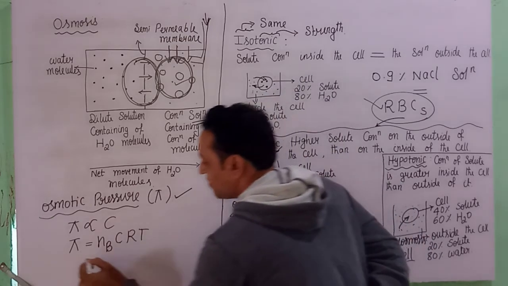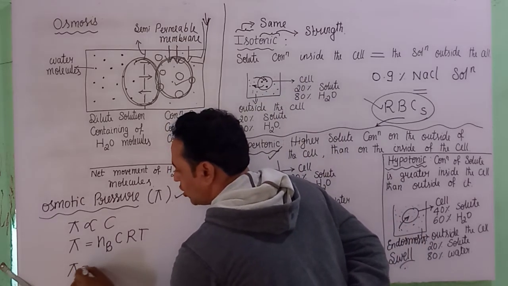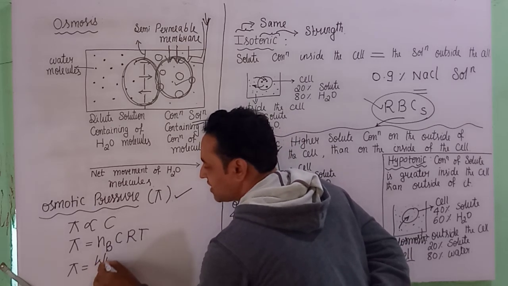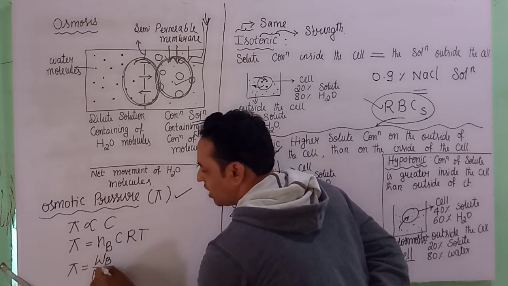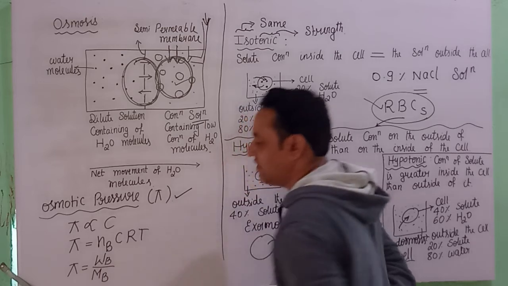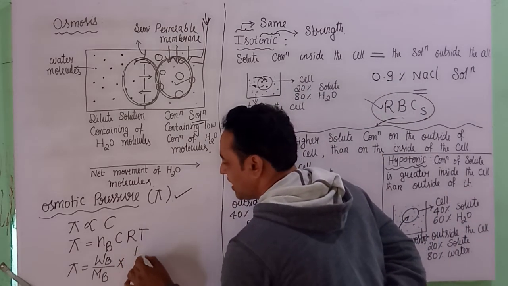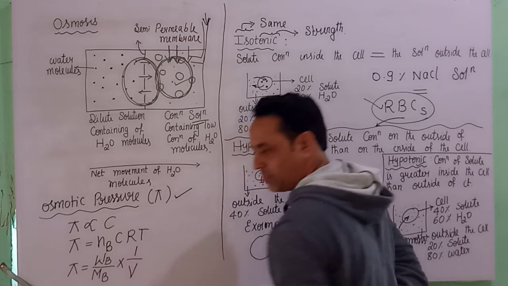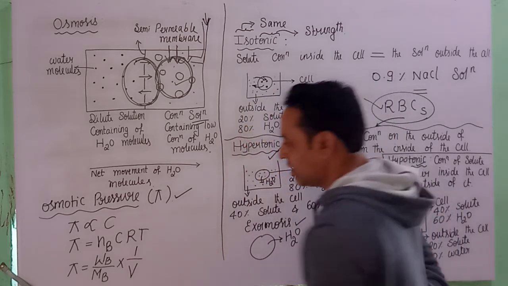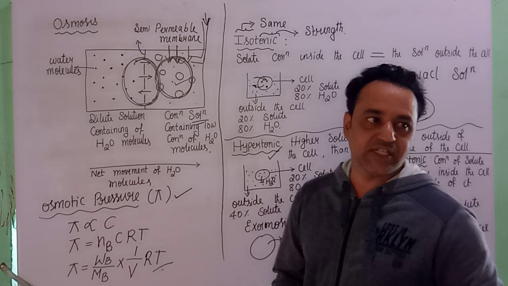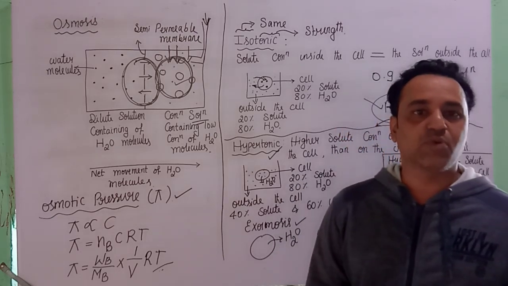We can further simplify this formula. pi = (WB / MB) × (1/V) × RT. In place of the number of moles of solute, we write the mass of the solute divided by the molar mass of the solute, WB divided by MB, and in place of concentration of the solution, we write 1 divided by V, the volume of the solution, into RT, the universal gas constant and temperature. So that is about osmotic pressure.